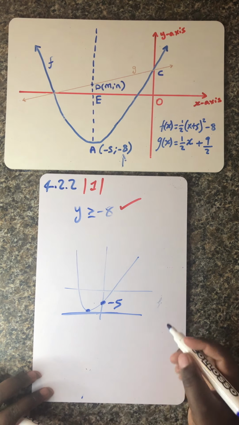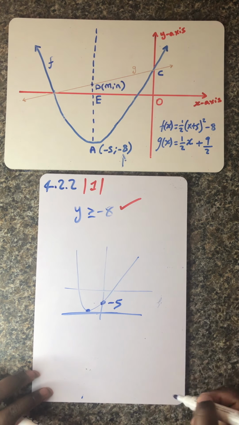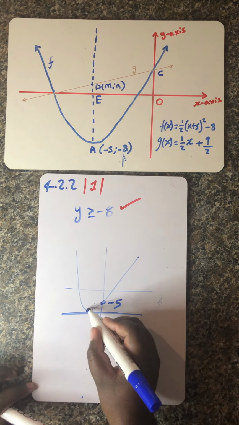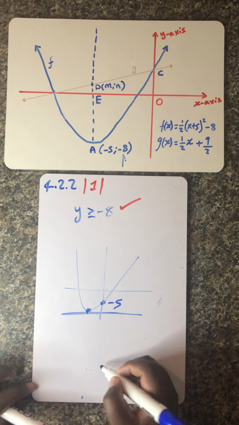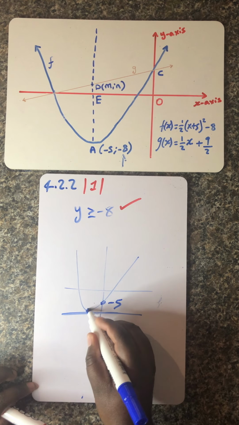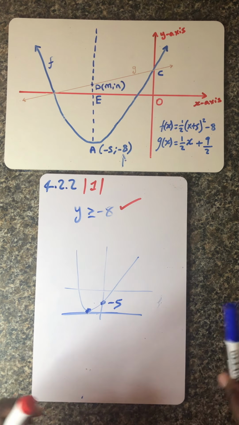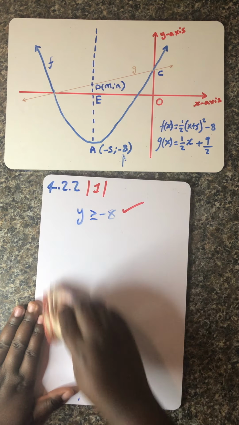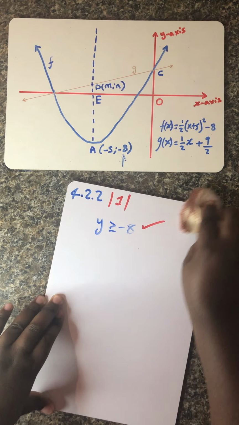Because at some points you might be given the y-intercept and you confuse it with the y value of the turning point. At all times, please make sure that when you give the range, you refer to the turning point of a particular graph. Very, very much important. You can just note it down so that you don't forget.